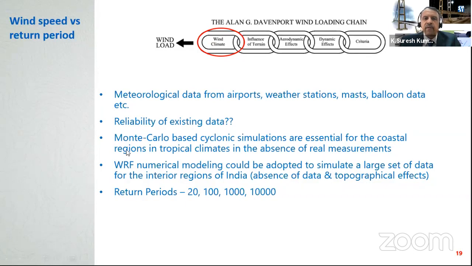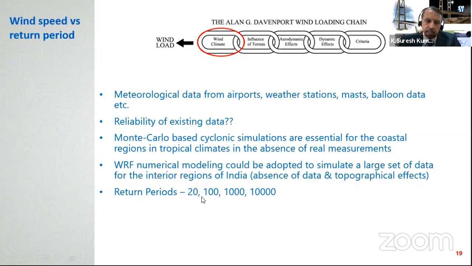Then sometimes we don't have enough data, because these locations could be coastal, where the measurements may not be there in cyclonic times. So we may have to do Monte Carlo simulations, and that is what is typically done in all countries. And if you have a complex terrain case where you don't have any data, we can still simulate the data using WRF modeling. This is a numerical model which you can run using the upper atmospheric data and bring it down to the earth surface level, and then you can predict the wind speeds at any location on Earth. This has been widely used even to build maps for different countries.